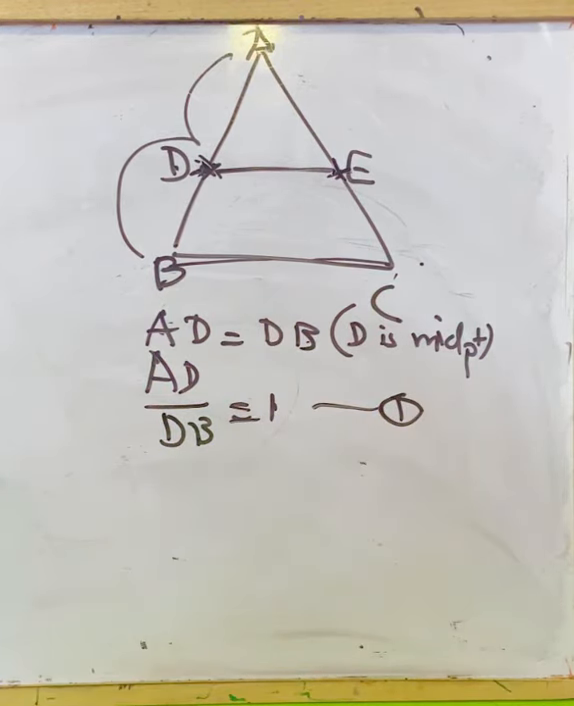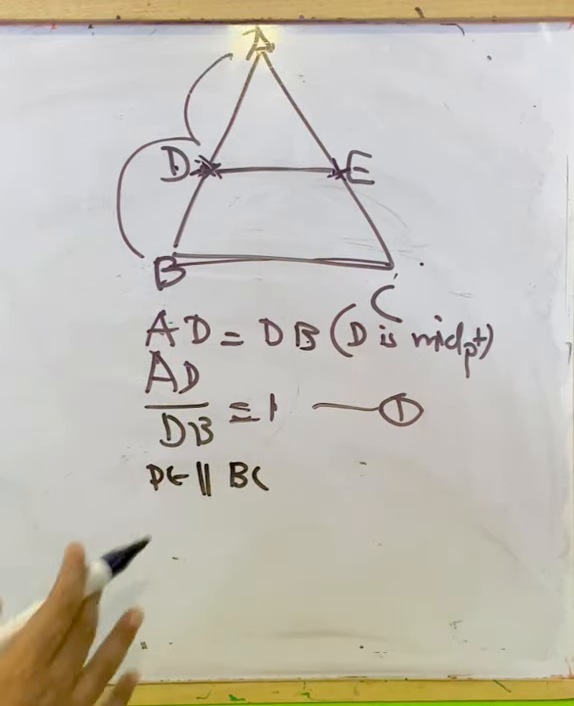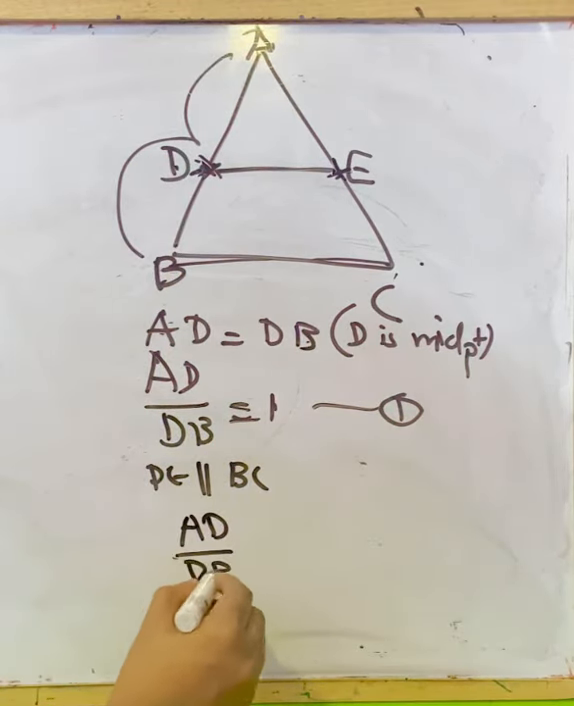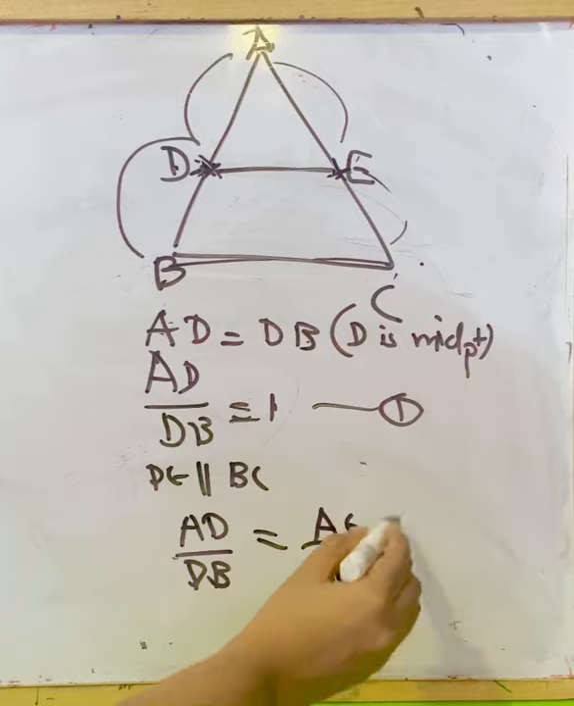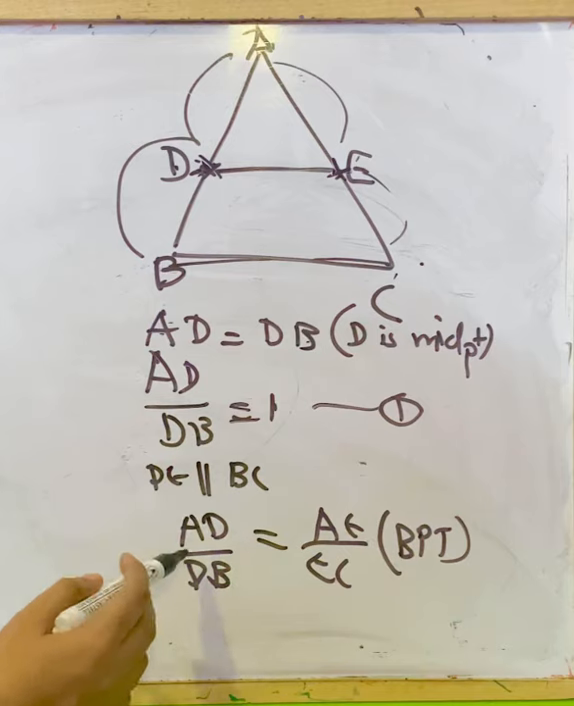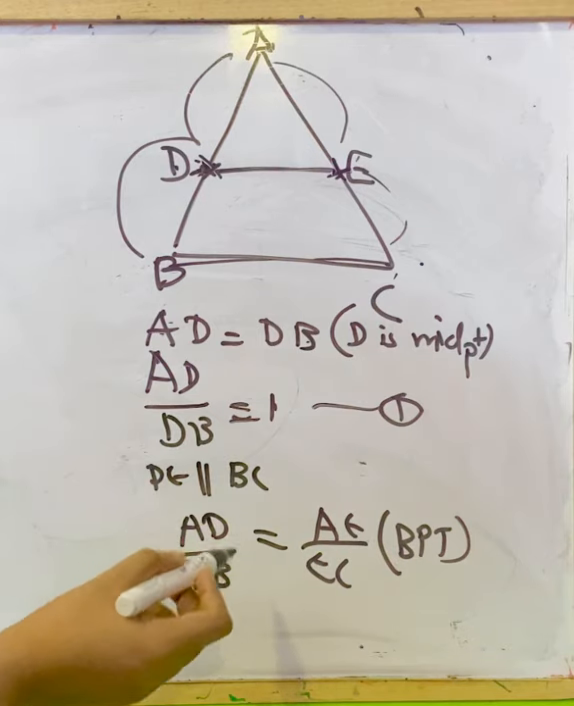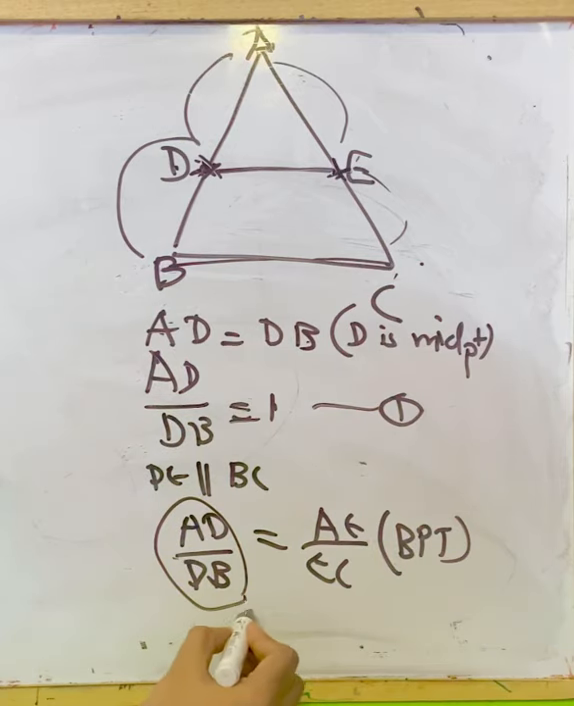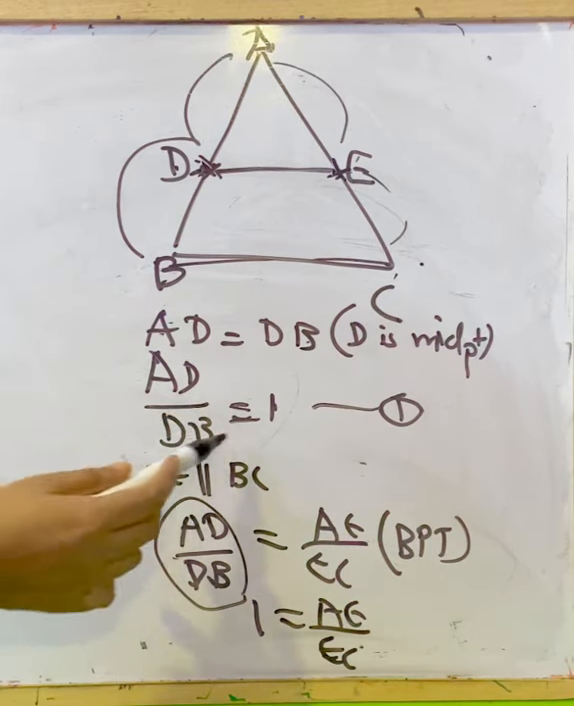Now it is given that DE is parallel to BC. It is given in the question. If DE is parallel to BC, then we can write AD by DB, that is this side and this side ratio, equal to AE by EC. It is the BPT theorem. If a parallel line condition is given, then we write AD by DB equal to AE by EC. Now check. Here we have AD by DB, and we got AD by DB equal to 1. Now we will write 1 equal to AE by EC, because AD by DB is 1.